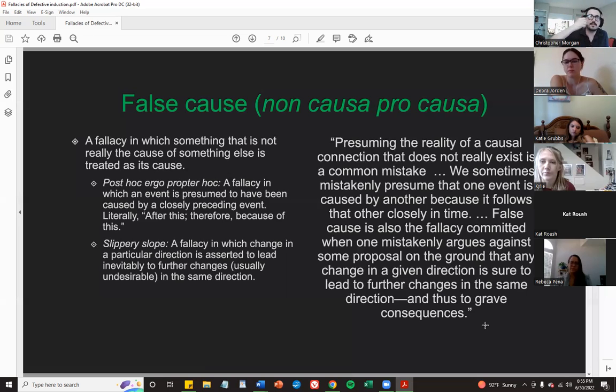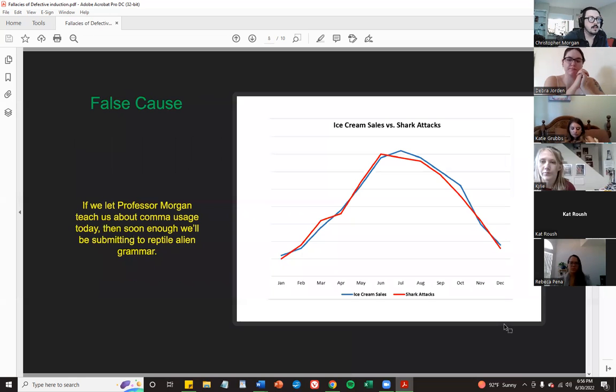Presuming the reality of a causal connection that does not exist is a common mistake. We sometimes mistakenly presume that one event is caused by another simply because it follows closely in time. False cause is also the fallacy committed when one mistakenly argues against some proposal on the ground that any change in a given direction is sure to lead to other changes in the future.